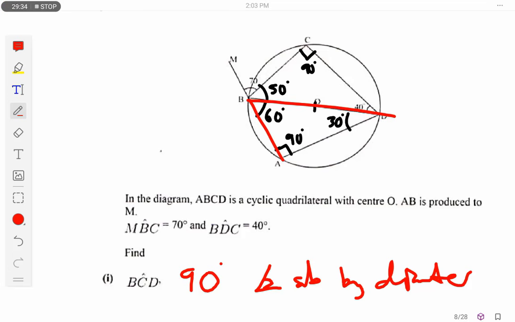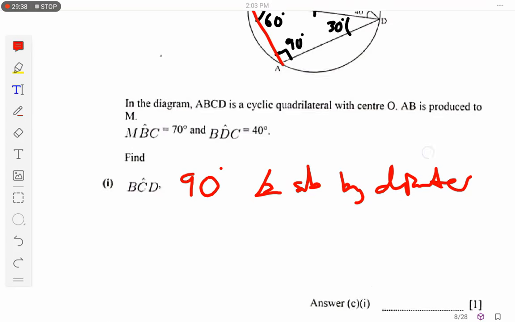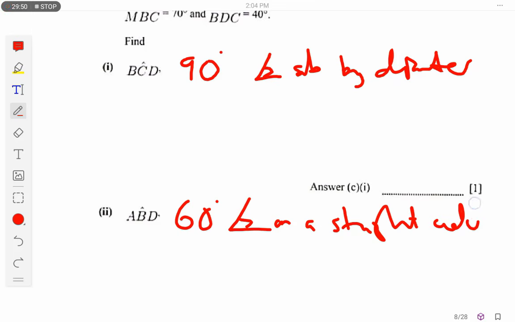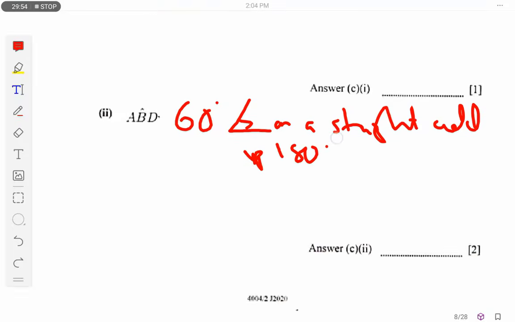That's 60 degrees. We used the idea of angles on a straight line there, so we can say it's 60 degrees. And we said angles on a straight line add up to 180 degrees.